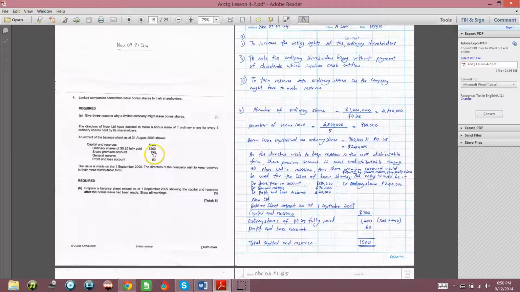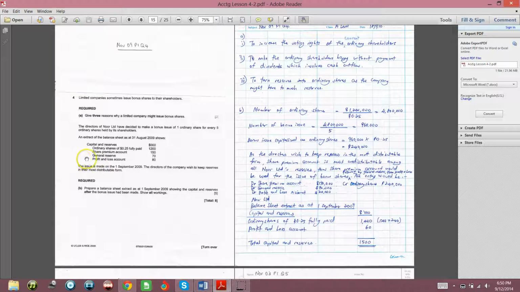Share premium can be used to pay bonus shares, but cannot be used to pay cash dividends. General reserve can be used for cash dividends and also bonus shares. This one, retained profit, can also be used to pay cash dividends and bonus shares.